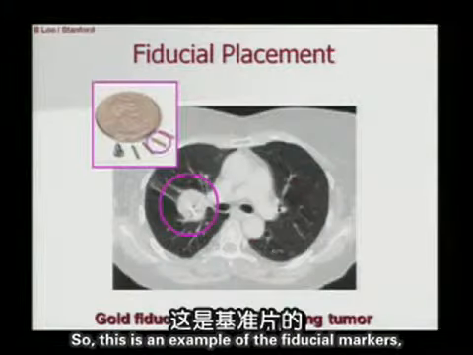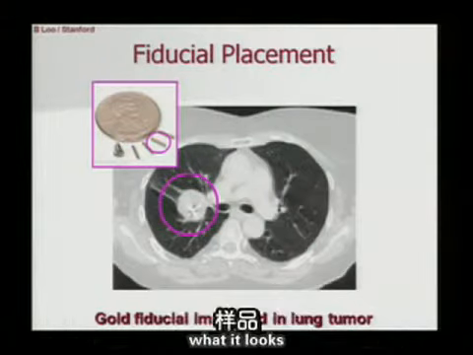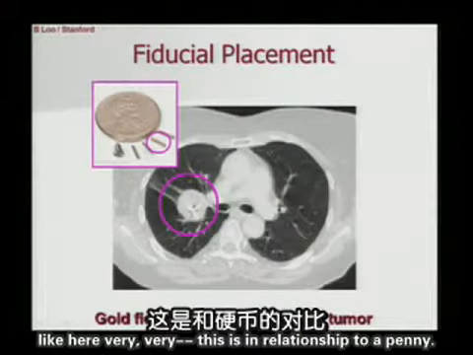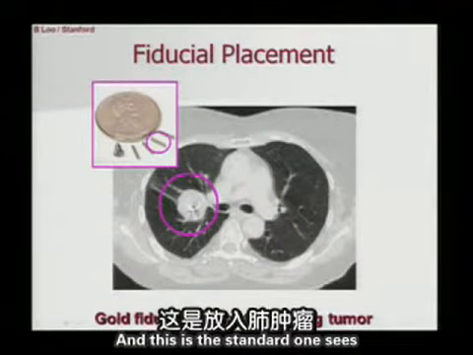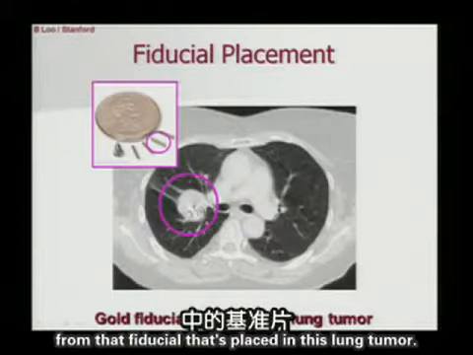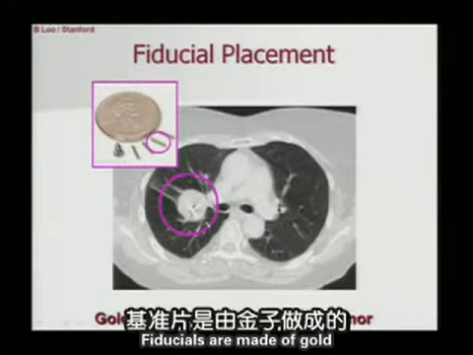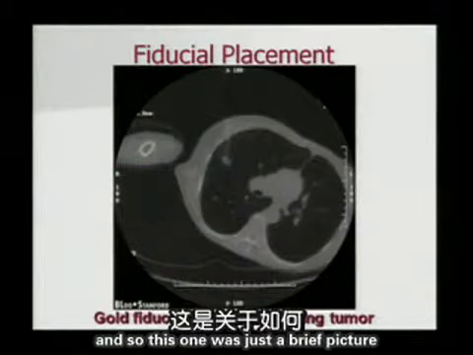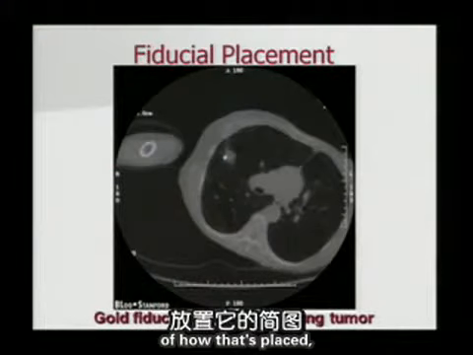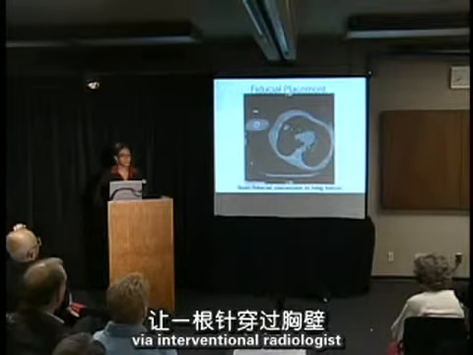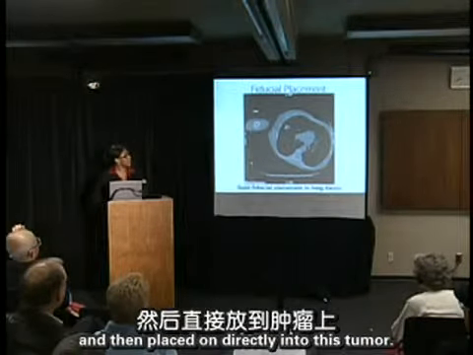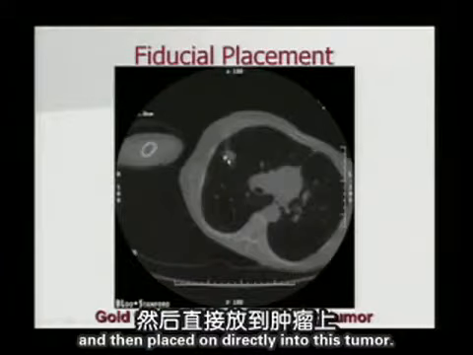So this is an example of the fiducial markers, what it looks like here. This is in relationship to a penny. So you can see it's very, very tiny. And this is the scatter one sees from that fiducial that's placed in this lung tumor. Fiducials are made of gold. And so this one was just a brief picture of how that's placed, a needle through the chest wall by our interventional radiologist, and then placed directly into this tumor.